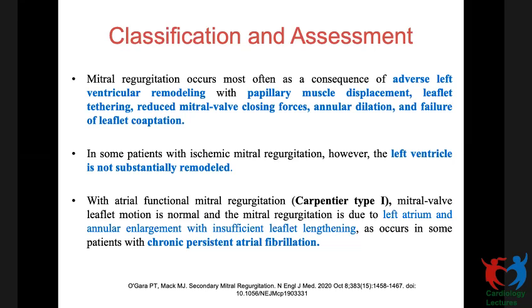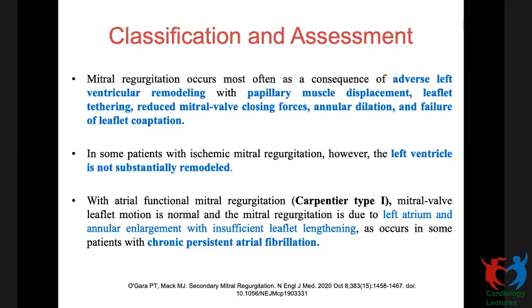And in some patients with ischemic mitral, that sentence gives all that pathophysiology. Yes. Adverse ventricular remodeling, papillary muscle displacement, tethering, reduced mitral valve closing forces, annular dilatation, and leaflet coaptation. See, that's 6 or 7 points, each one is 1 point like that. Yes. Okay.